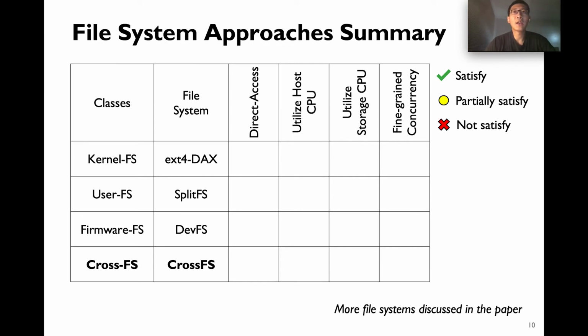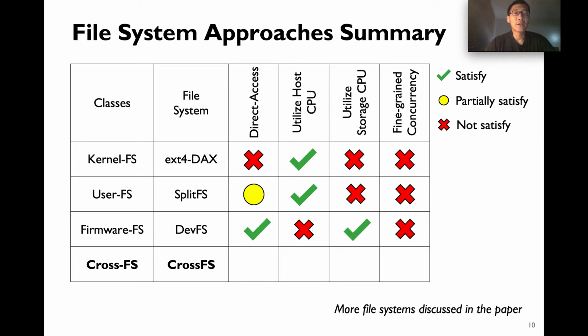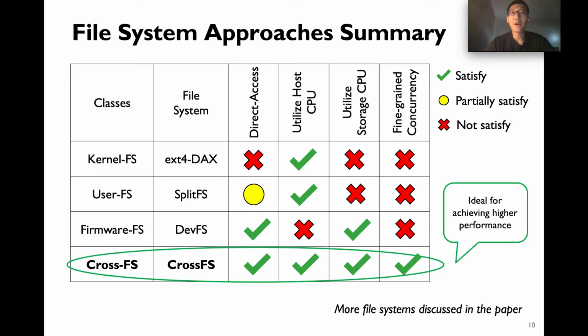However, there are several limitations of state-of-the-art file system solutions. Here, we list 4 properties discussed earlier: direct access, utilize host CPU, utilize device CPU, and fine-grained concurrency control. KernelFS suffers from high system call overheads and could not utilize storage compute resources. UserFS provides direct access for data plane operations, but it is not able to utilize storage compute resources. FirmwareFS provides direct access for both data and control plane operations. Even though it takes full advantage of the storage CPU, it cannot use the powerful host CPU resource at all. We notice that none of the above approaches are able to utilize both host and device compute resources, and they are limited by coarse-grained concurrency. CrossFS satisfies all of those 4 properties.